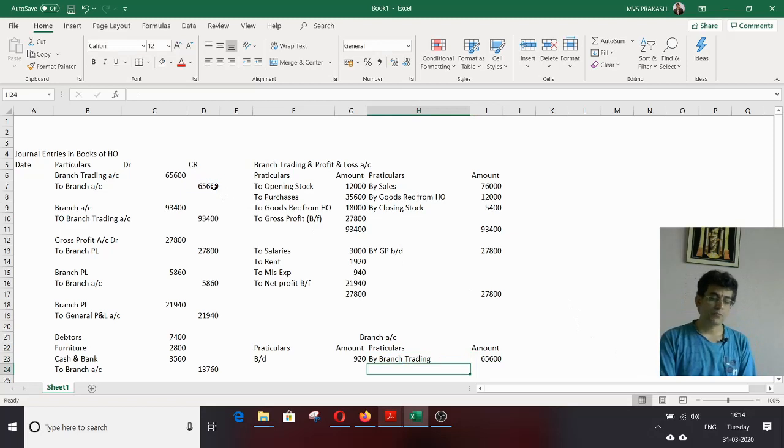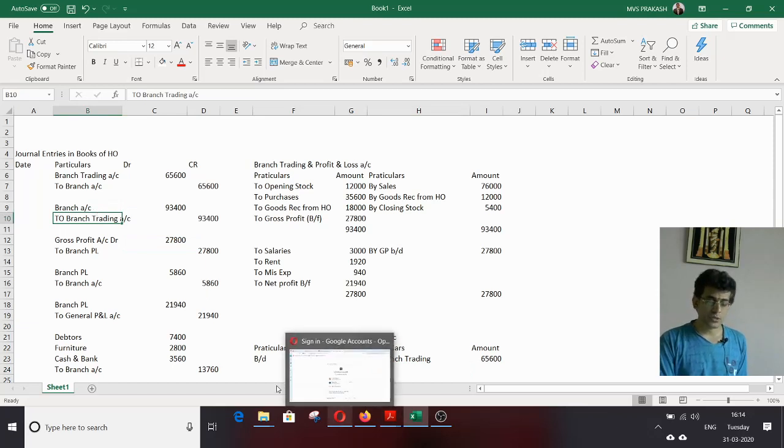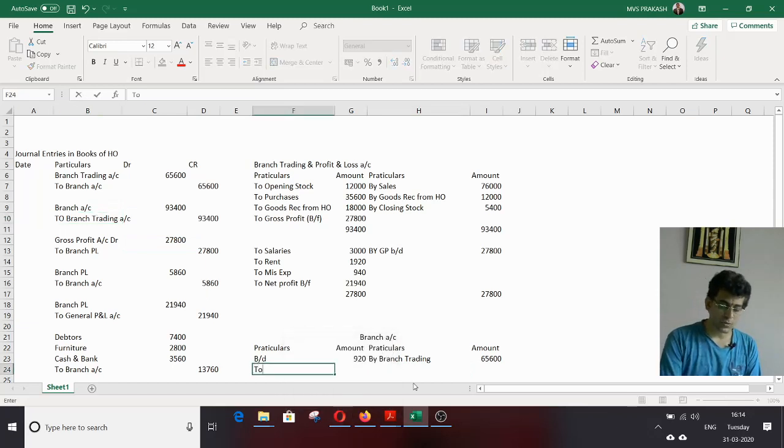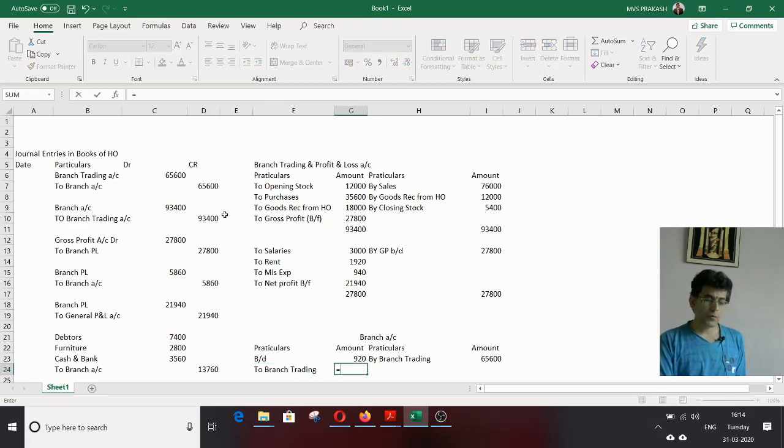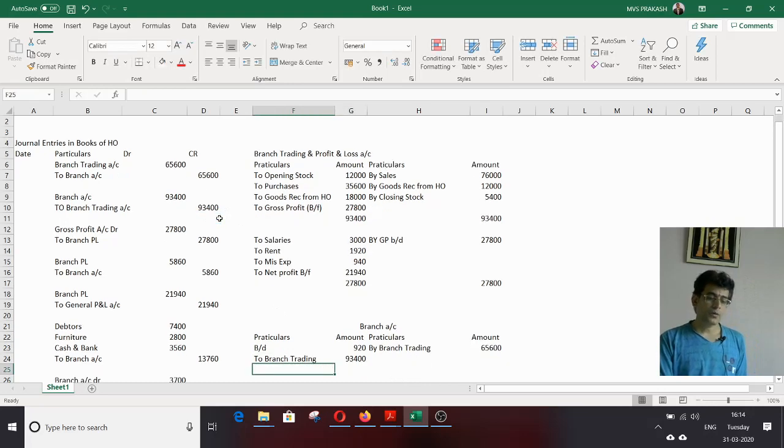65,600. Then what? Branch account debit to branch trading account credit. So ultimately in my branch account I have to consider it as branch trading account amounting to 93,400. Now gross profit has been transferred to branch profit and loss account.